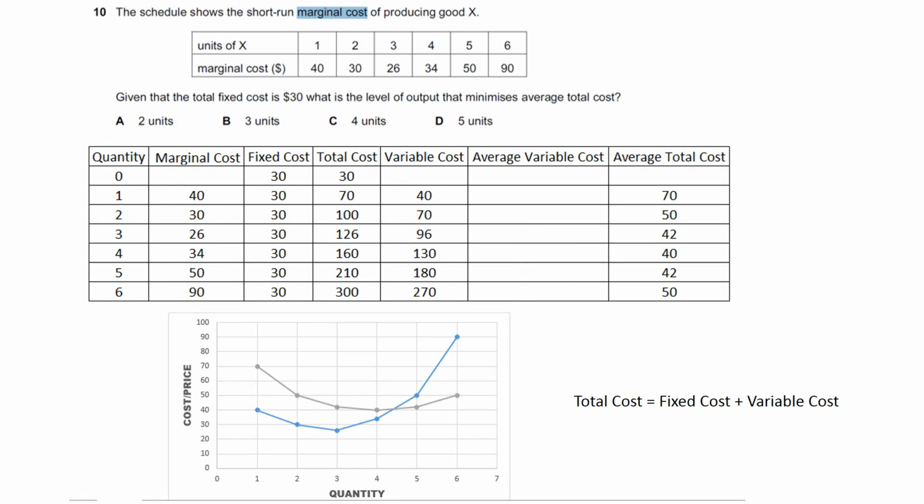Okay, as you can see, I filled in the total cost. And using this equation here, total cost equals fixed cost plus variable cost, all I got to do is total cost minus fixed cost, and then I'll be left with variable cost. So total cost is 70 minus 30 gave me 40. And we'll need these variable costs to calculate the average variable cost. Look here again, for the quantity of 2, 100 minus 30 is 70.